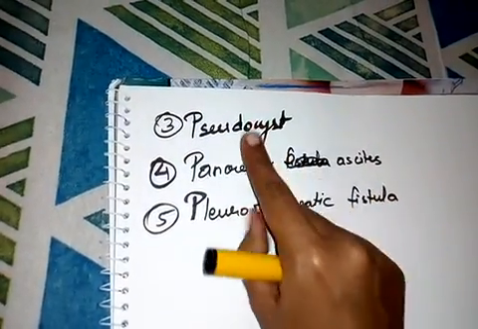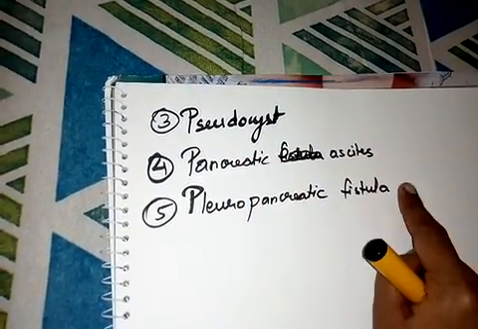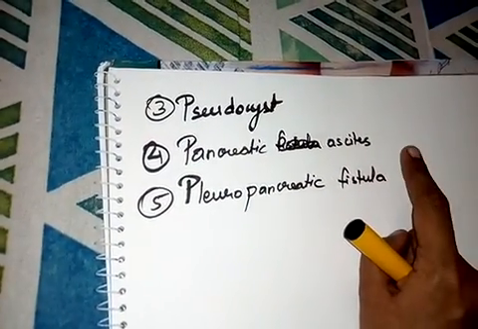Other complications are pseudocyst formation, pancreatic ascites, and pleuropancreatic fistula. Now, what is a pseudocyst?